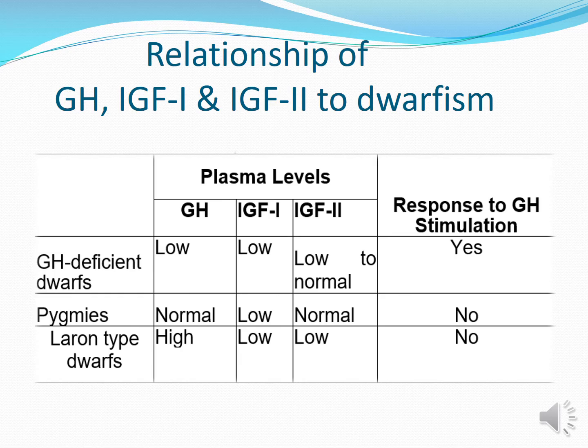You can see the growth hormone deficient dwarfs only respond to the administration of growth hormone. They have low growth hormone level, low IGF-1 and IGF-2 level. Pygmies have normal growth hormone level, low IGF-1 level and normal IGF-2, and they do not respond to growth hormone stimulation. Pygmies apparently have a post-growth hormone receptor defect.